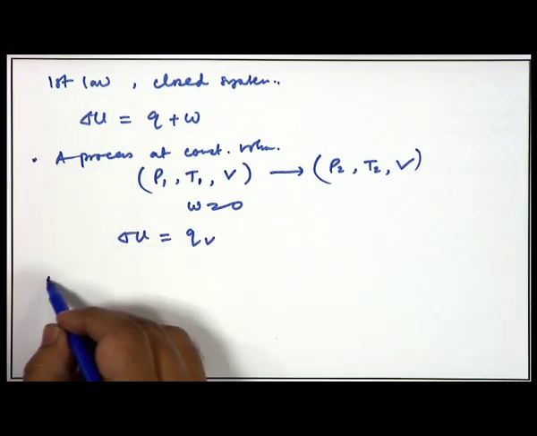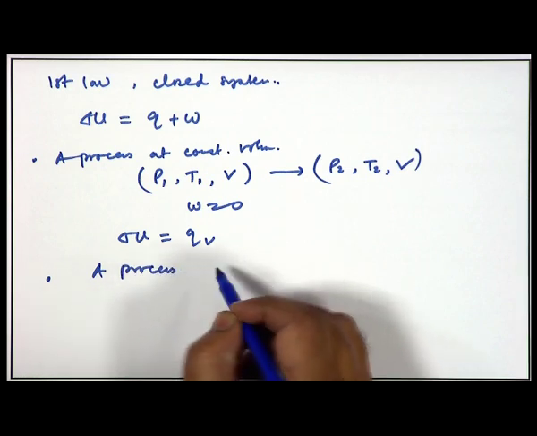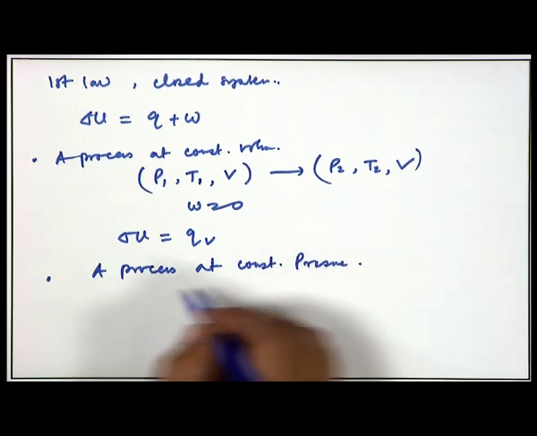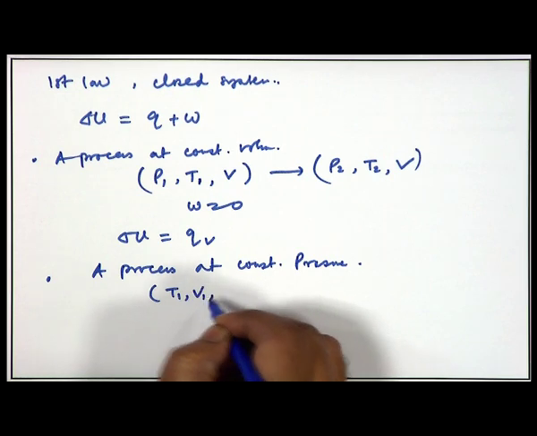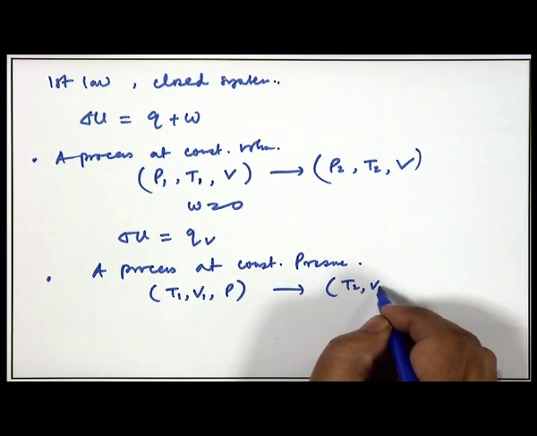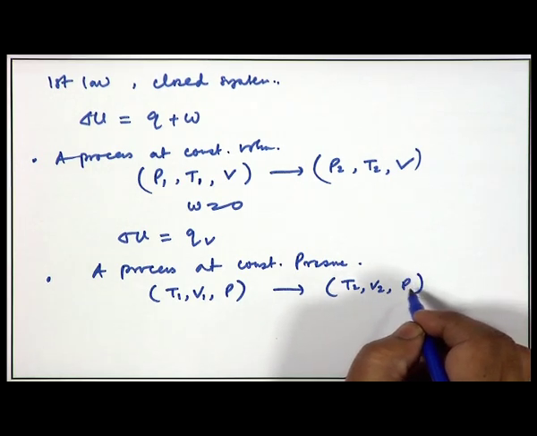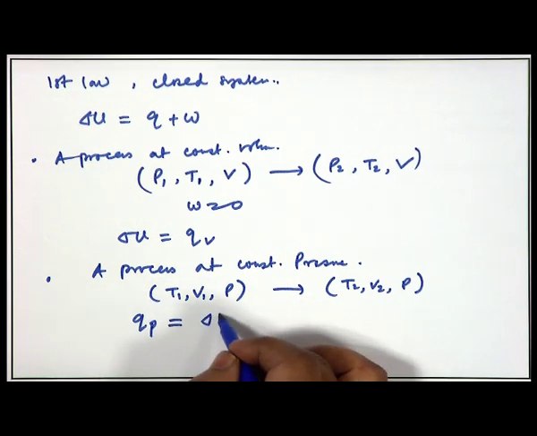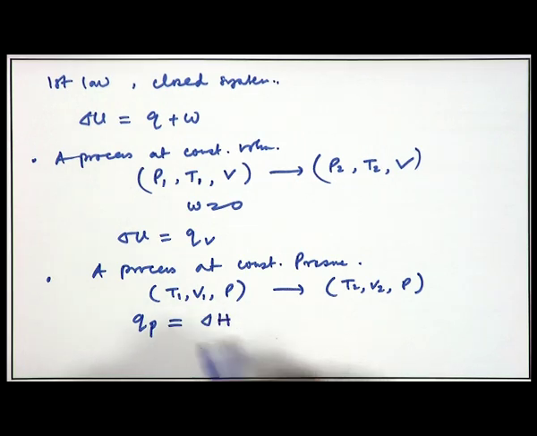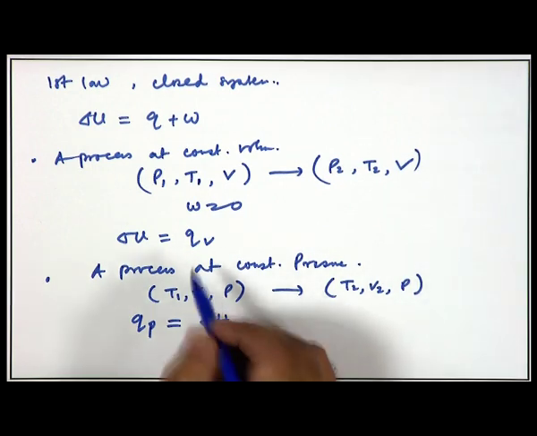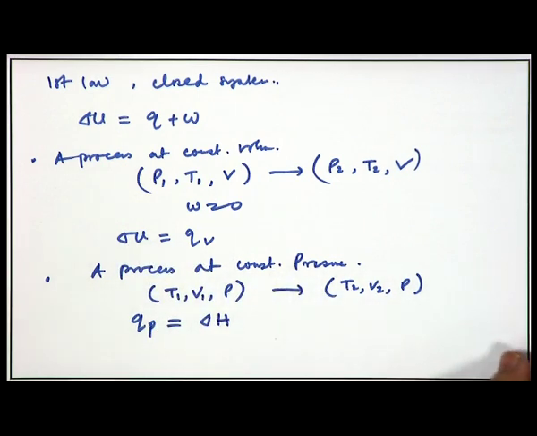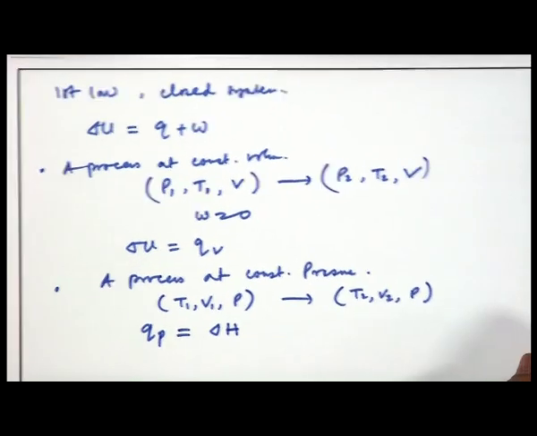Now, for a process at constant pressure, we can write generally T 1, V 1, P to T 2, V 2 and P. In this case, we have seen in the last class that Q P, the heat exchange, is equal to del H. So, if the process is at constant volume, then Q is equal to del U, and if the process is at constant pressure, then Q is equal to del H, the enthalpy change.